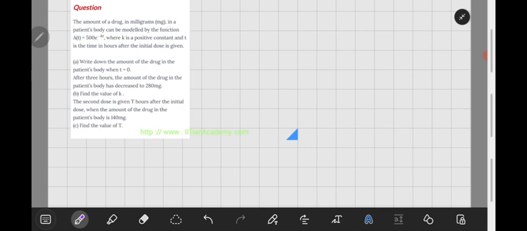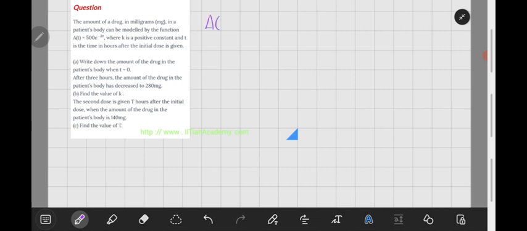For today's question, we are observing a drug that is administered to an individual in milligrams, and the amount that's administered can be modeled by this equation, where A(t) is equal to 500 e to the power of negative kt, where k is a positive constant and t is time in hours after the initial dose is given. Now, for the first question A, we're asked to write down the amount of drug that would be found in the patient's body at t is equal to 0.